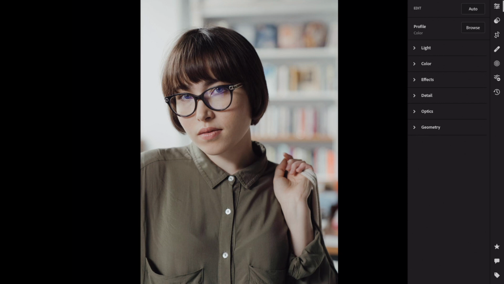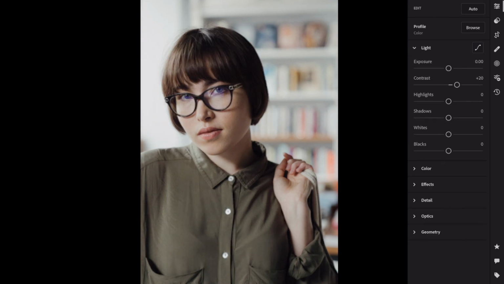Let's begin. Open the light section. Contrast, plus 75. Highlights, minus 50. Shadows, plus 15. Whites, minus 35. Blacks, minus 50.